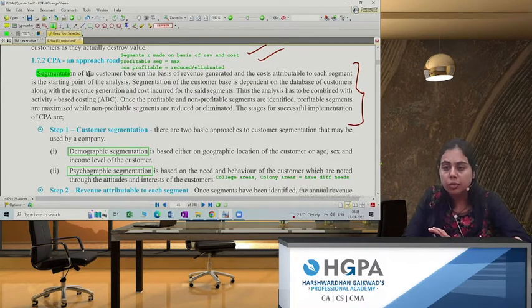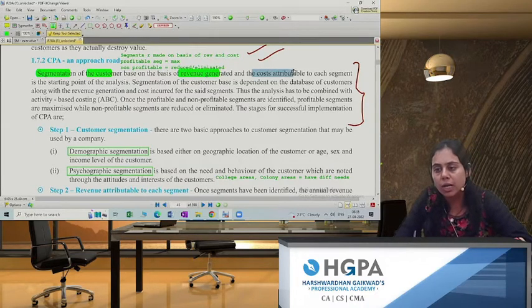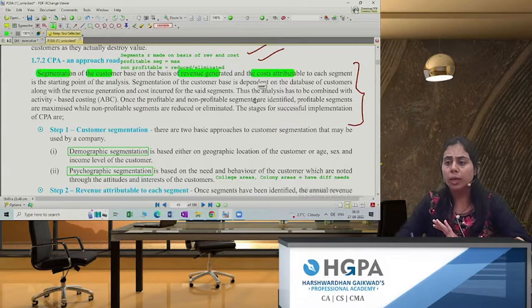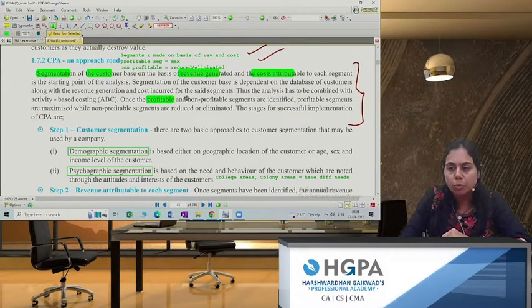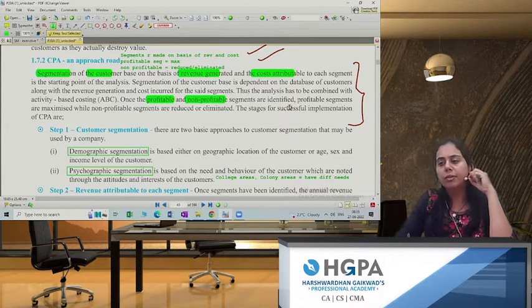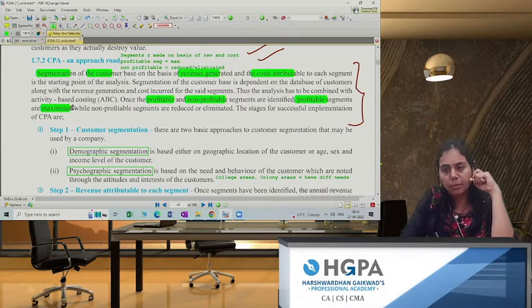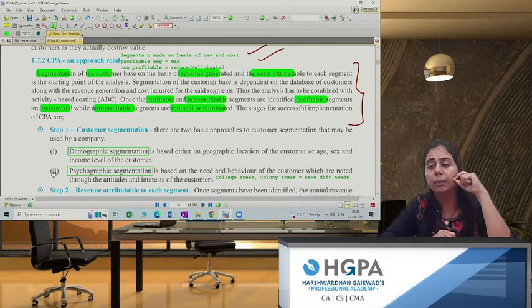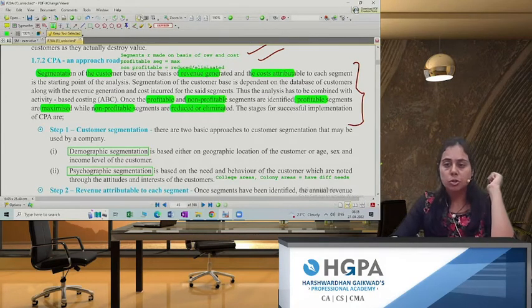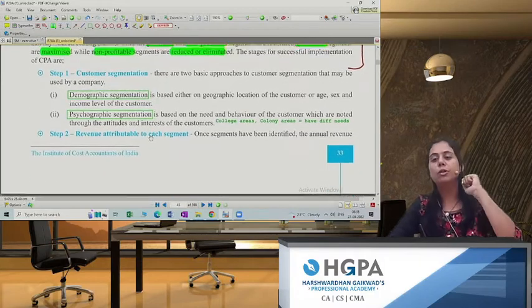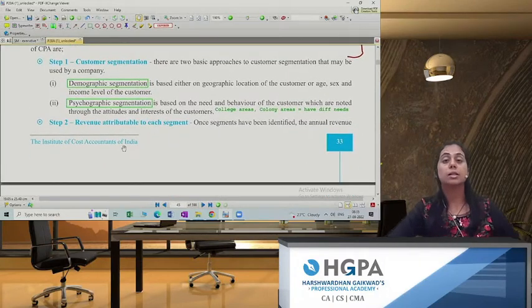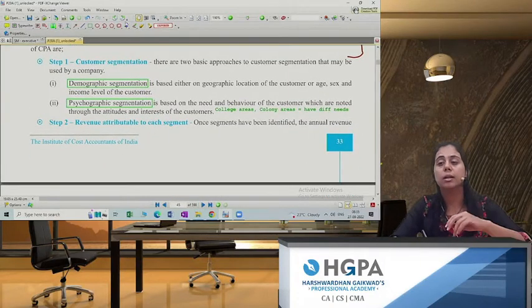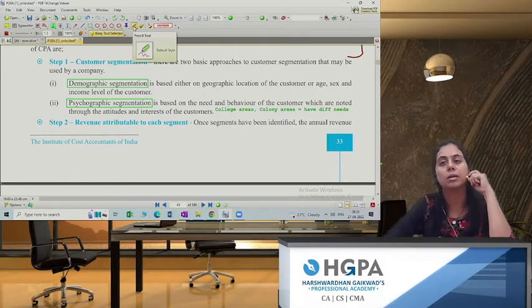Thus, the segmentation of the customers is done on the basis of the revenue generated and the cost incurred. Once the profitable and non-profitable segments are identified, definitely the profitable segment will be maximized and the non-profitable segment we will try to reduce or eliminate. Okay, so let's study in detail. The first point is customer segmentation. Customer segmentation can be done in multiple ways. Okay, try to understand this.